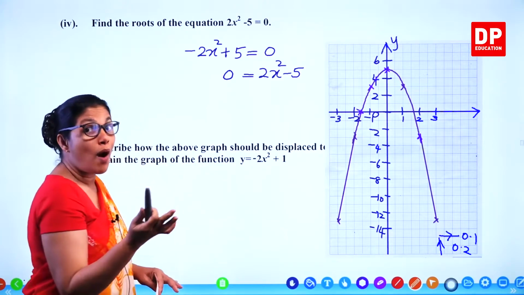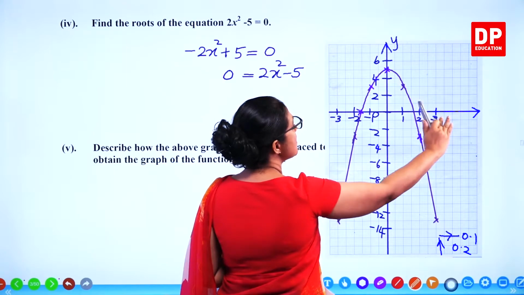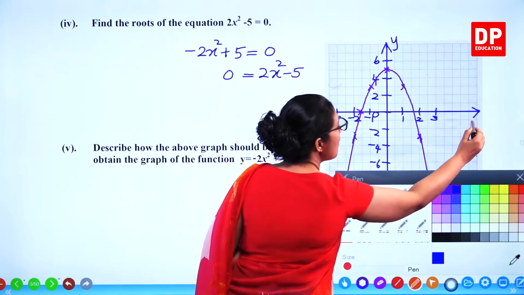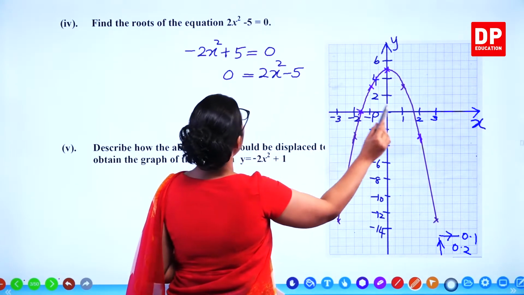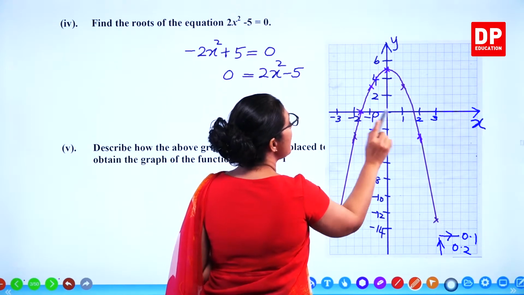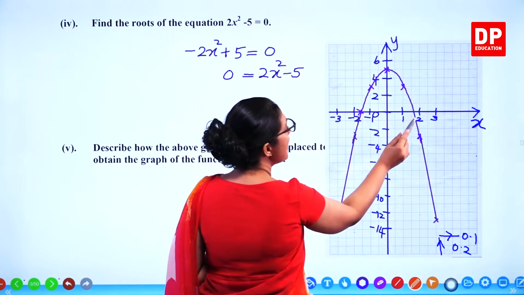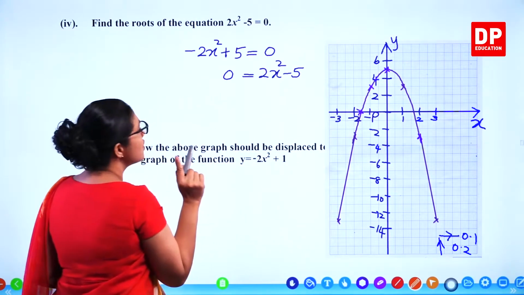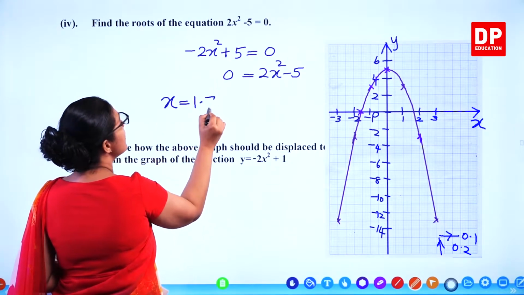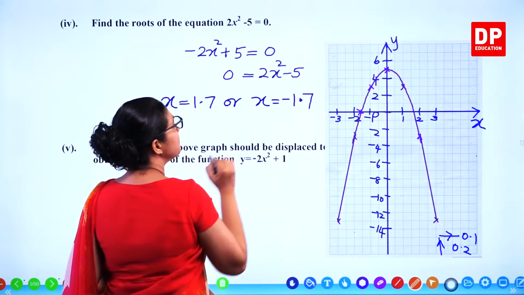But y equals 0. So y equals 0 means this is the 0 line. So here you have to refer to where it cuts the x-axis. So what are the values you get for x? Minus 1.7 and 1.7. So what are the solutions? X equals 1.7 or x equals minus 1.7.